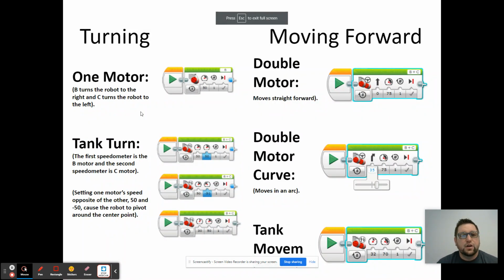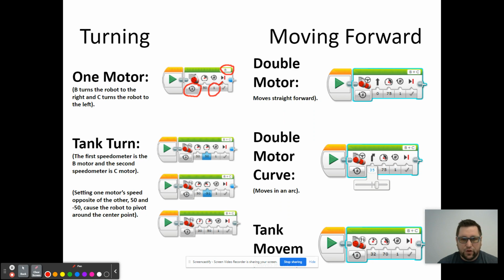Alright, so turning, like I was talking about in the last video, you can do a motor turn. You just need to make sure you know what motor you are going to be using, so either B or C. Then you're going to want to change this to degrees. Use your port view and figure out how many degrees. Enter that here. Okay, that is going to allow your robot to turn however many degrees you would like.